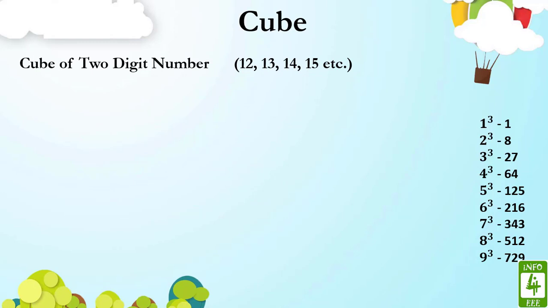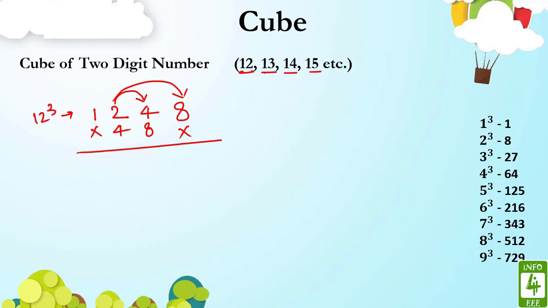So the next part is when the number starts with 1, right? Like 12, 13, 14, 15, etc. In that case, suppose you need to find the cube of 12. Then you just write 1, 2. Now write the square of 2. Then write the cube of 2, which is 8. Ignore the first and last term and double the middle two terms. So double of 2 is 4, double of 4 is 8. And when you add it, you will get the cube of 12.